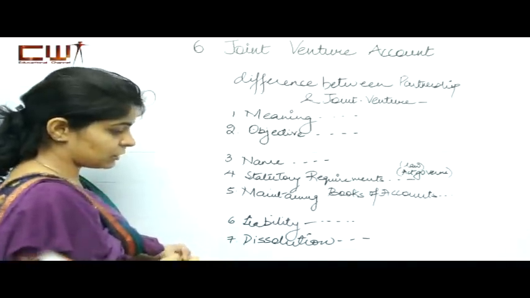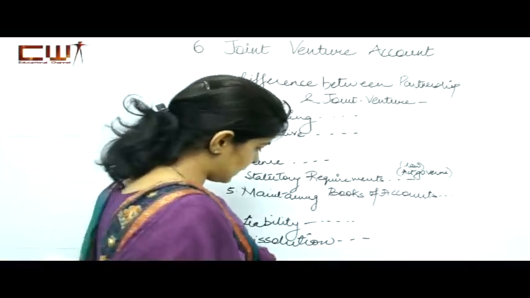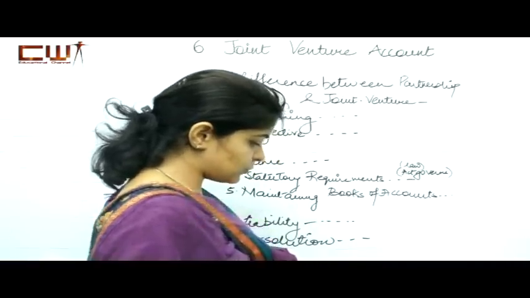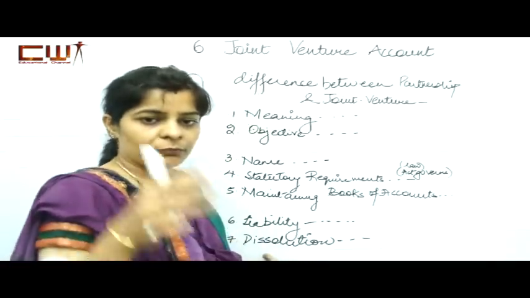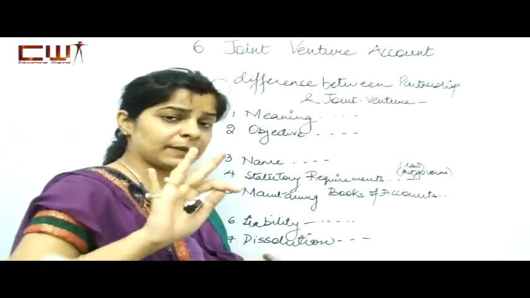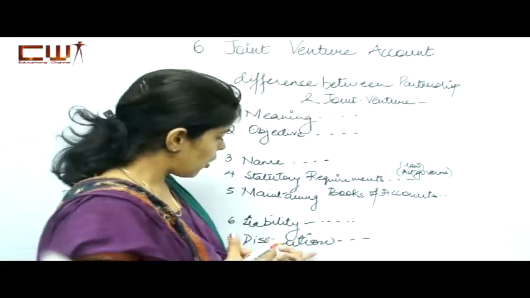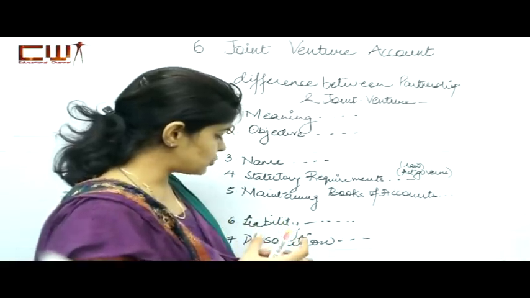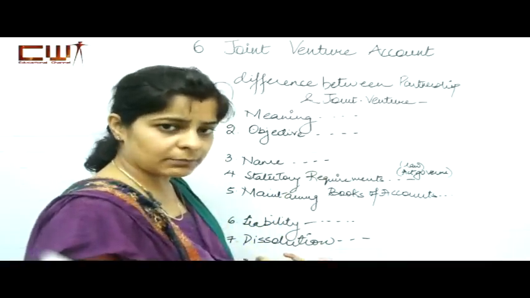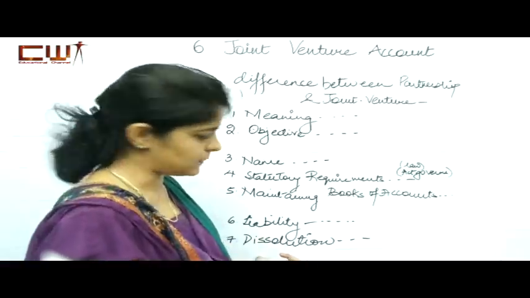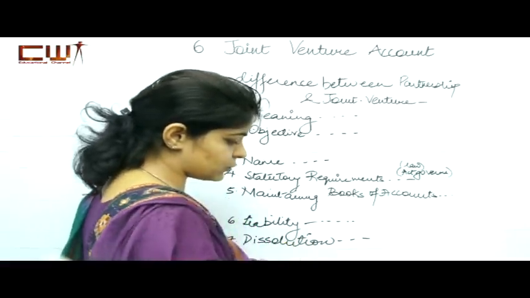Last is dissolution. Dissolution means a joint venture comes to an end on completion of a particular venture, right? When the venture is complete, say 14 months are complete for the construction of a road, automatically the joint venture is dissolved, which means it comes to an end, or it terminates, or it ceases, or it stops, right? So that is the case of joint venture.